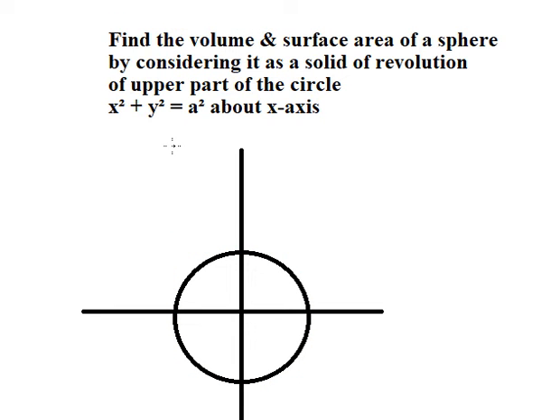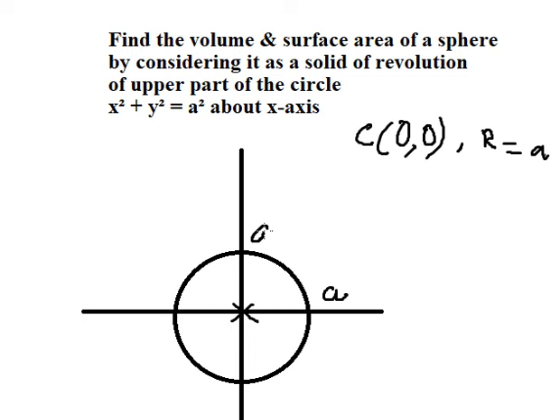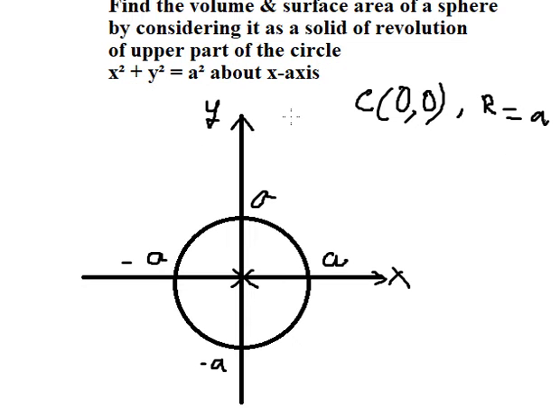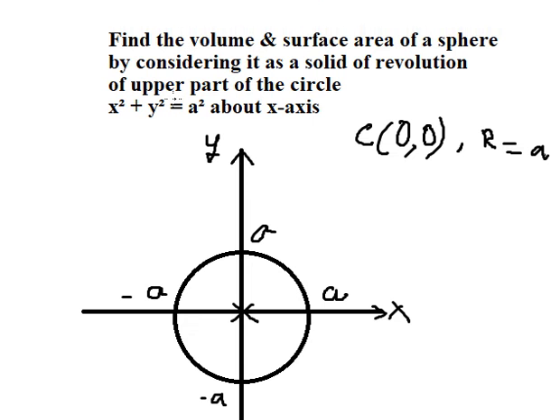As you can see, the center of the circle is about 0, 0. We have R, which is 8. This is the radius of the circle. So we have 8, 8, negative 8, and negative 8. So we want to find the volume of the upper part, that is about this one in here.